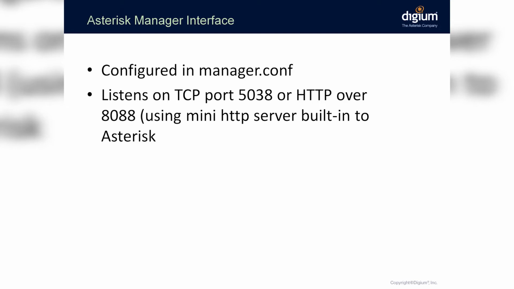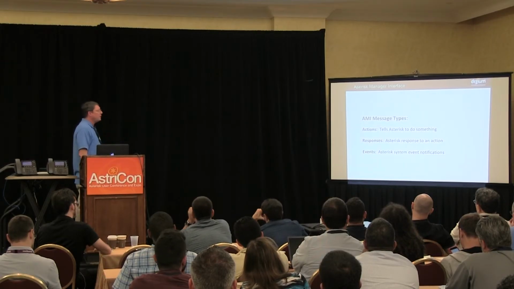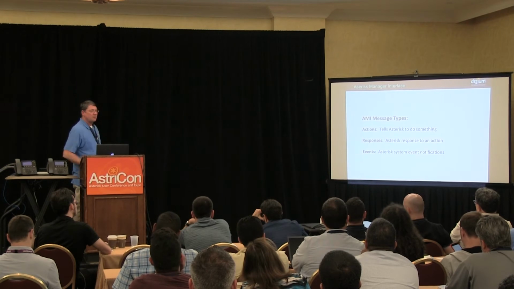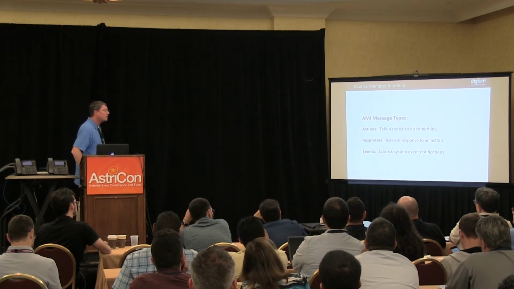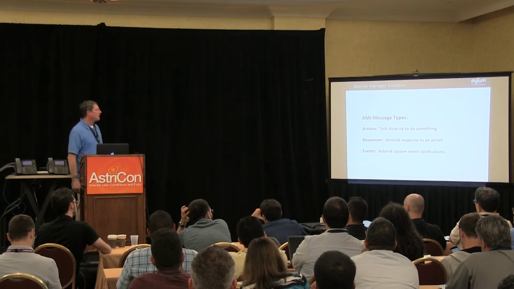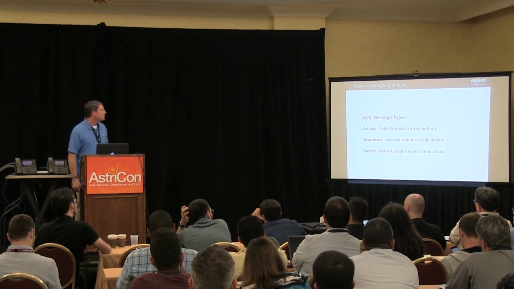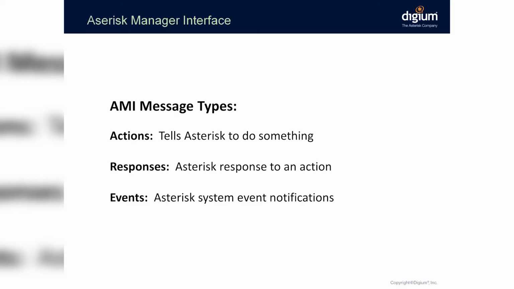So messages. There are three different message types. There's actions, and that's something that you send to Asterisk to tell it to do something like maybe start recording a call or something like that. Then the response from the actions. Then you can get unsolicited events as well. It's like, you know, this call's up, this call hung up, and that kind of thing.